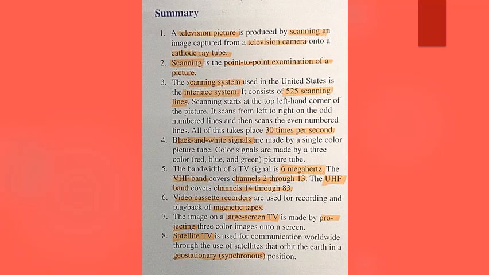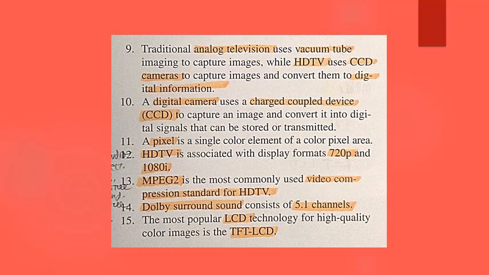And the summary for this all-encompassing chapter: a television picture is produced by scanning an image captured from a television camera onto a cathode ray tube. Scanning is the point-to-point examination of a picture. The scanning system used in the United States is the interlaced system.